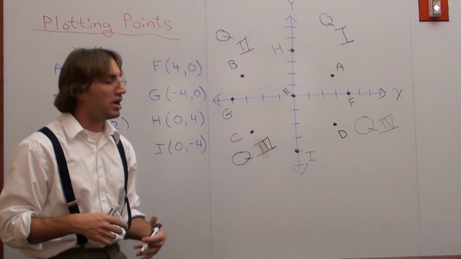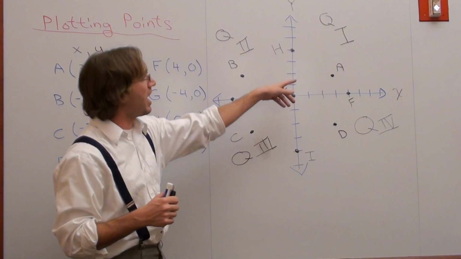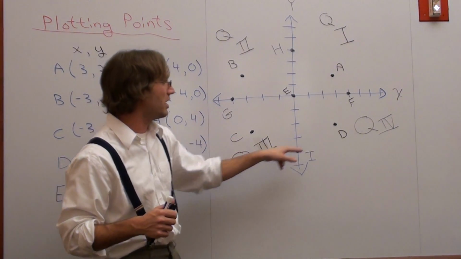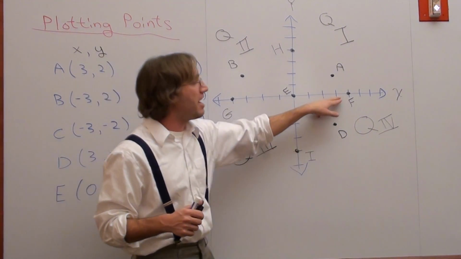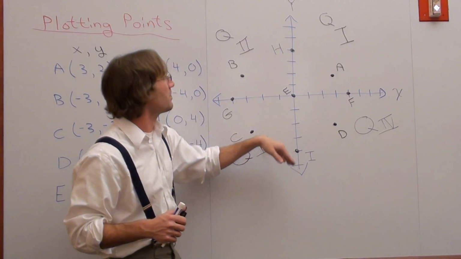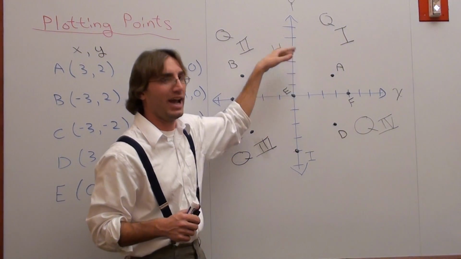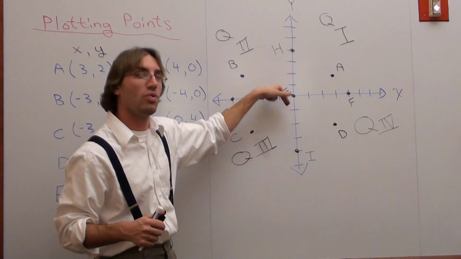Another point to get across when I'm doing this with students is, where does each point belong? Well, A is in quadrant 1, B is in quadrant 2, C is in quadrant 3, point D is in quadrant 4. F is not in any particular quadrant. It's on the x-axis. H is on the y-axis. It's not in any quadrant. It's on an axis. G is on the x-axis. I is on the y-axis.